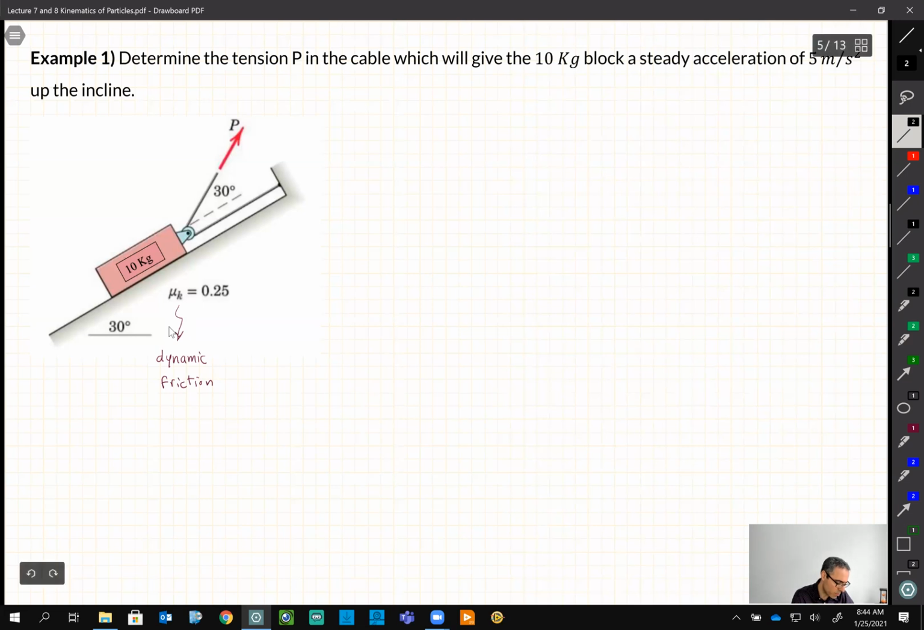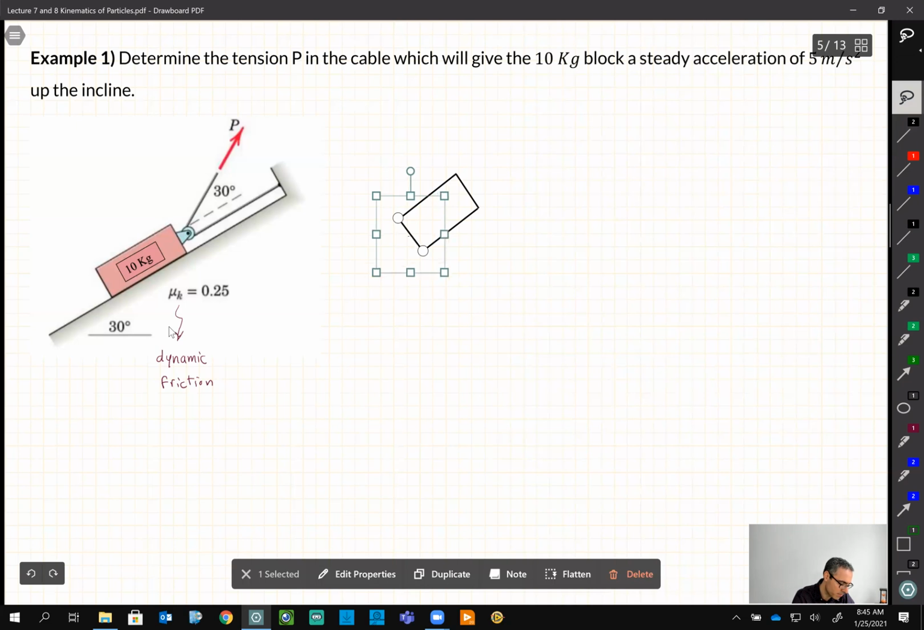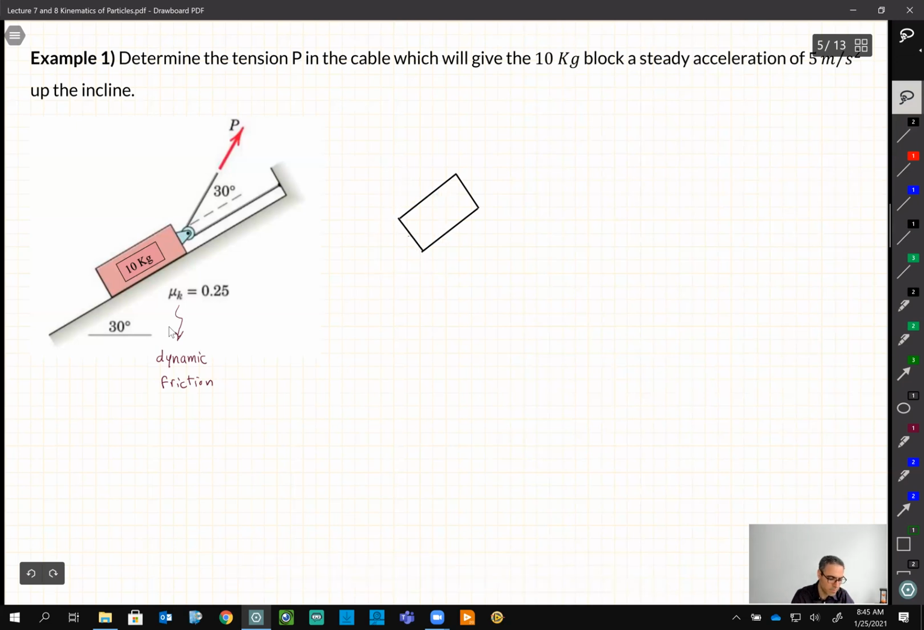So let's do a quick free body diagram together. Free body diagram means we draw everything again, but by separating it from its base or ground. So this is the box basically, and this box is on this ground.